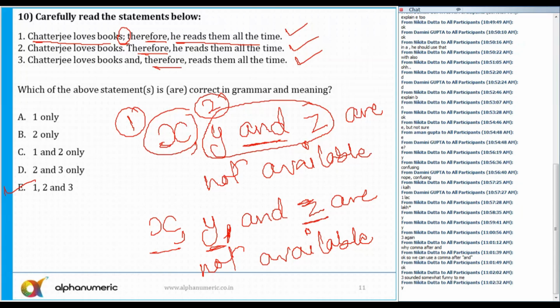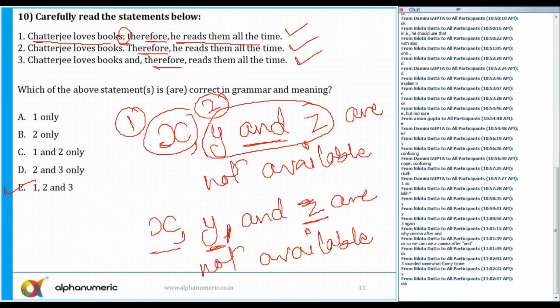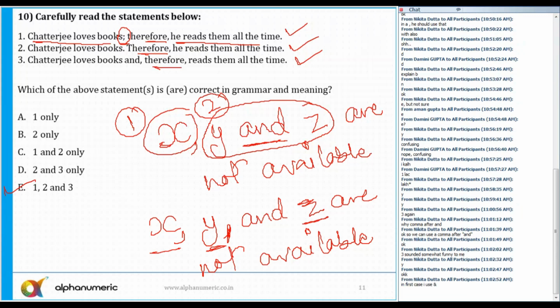Okay, so I think Chatterjee's, you use and. Okay, okay. Chatterjee loves books and, and this is the same thing. Thus, as a consequence, you want to say as a consequence and comma as a consequence. Why is as a consequence? As a consequence is again a side remark. It is something you have introduced. It is just a side remark, and that is why it requires a comma. You have to separate it. So all three are correct.